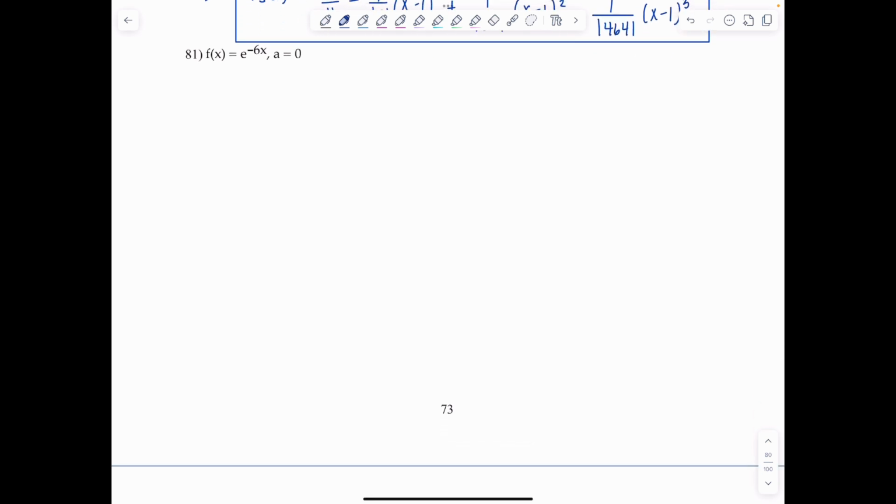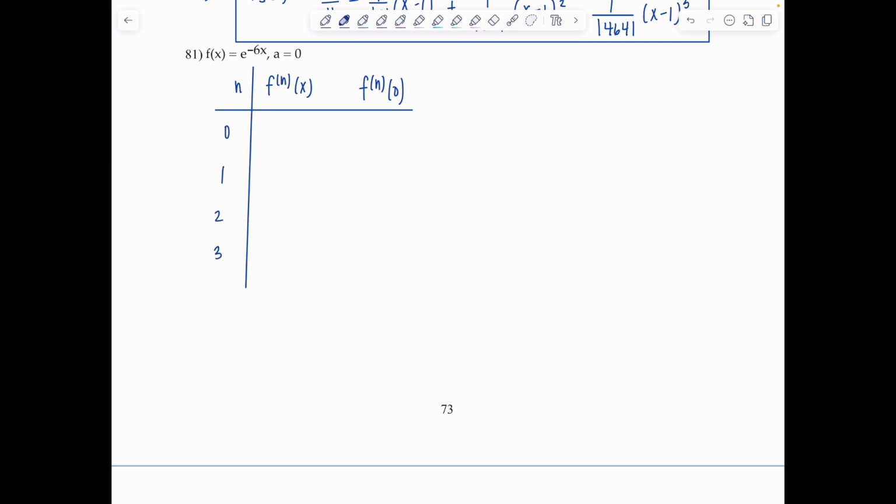F of x is e to the negative 6x. A is 0. So technically it's a Maclaurin series, right? Because a is 0. But, you know, we can still call it Taylor series. Okay, here we go. Still order 3. Did you try it? I hope so. Nth derivative at 0. So always start with the table. Get it together. Okay. 0, 1, 2, 3. So the 0th derivative is the original function.